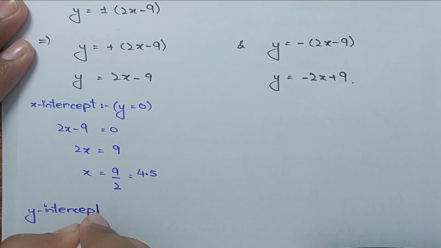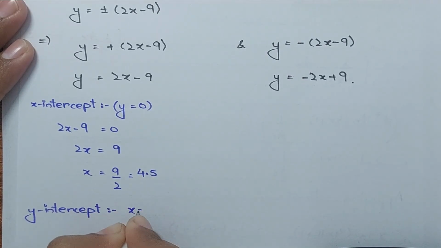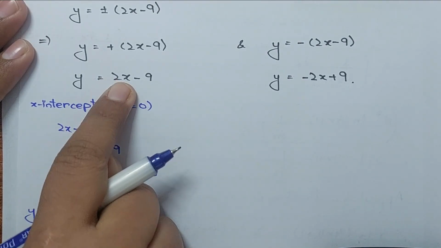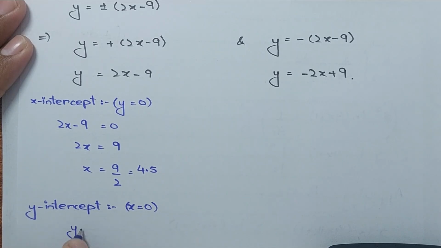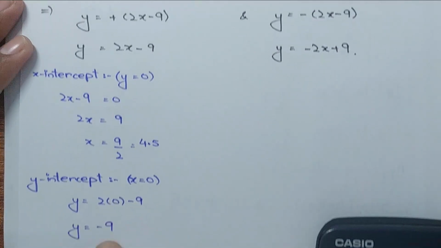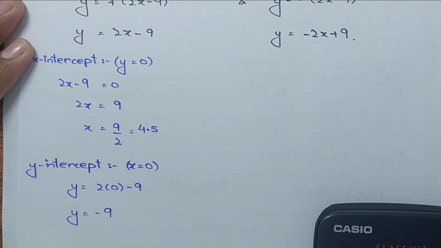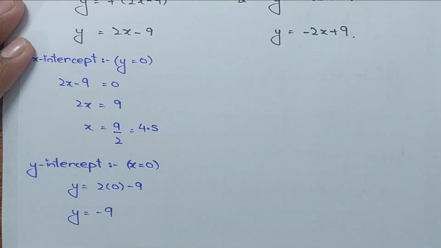For the y-intercept, you need to put the variable x equal to 0. So when the x value is 0, we have y equals 2 times 0 minus 9. So the y-intercept is negative 9. The x-intercept is 4.5 for this function, right?